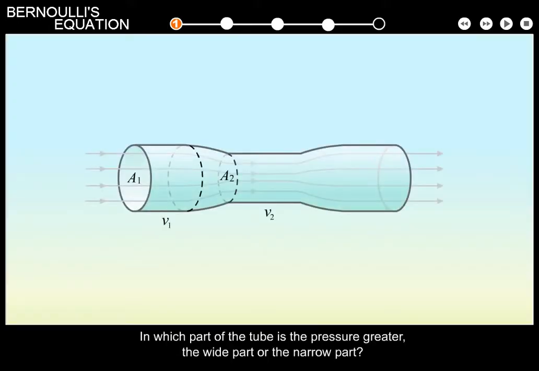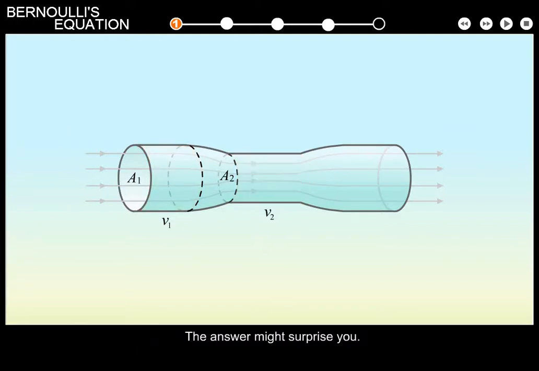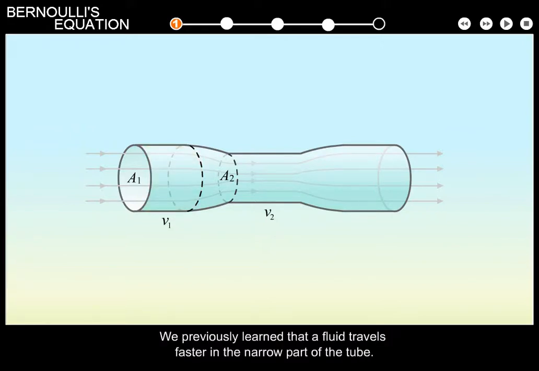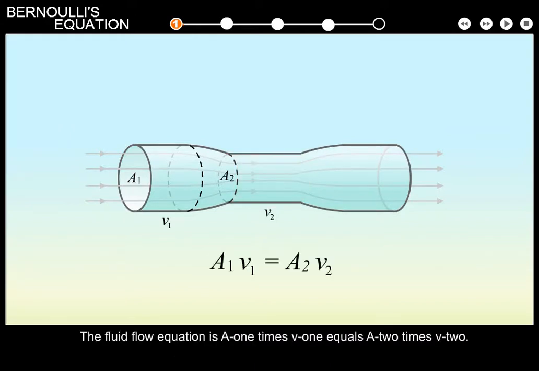In which part of the tube is the pressure greater, the wide part or the narrow part? The answer might surprise you. The pressure is greater in the wide part of the tube. We previously learned that a fluid travels faster in the narrow part of the tube. The fluid flow equation is A1 times V1 equals A2 times V2.